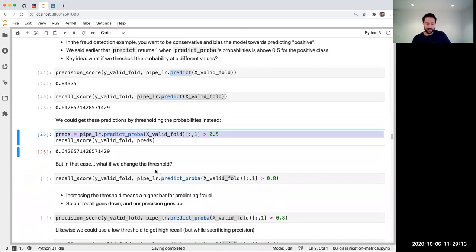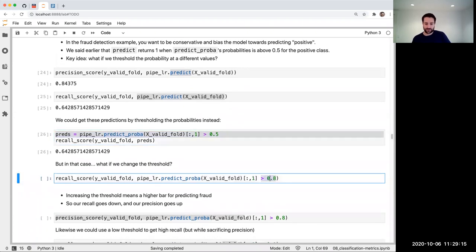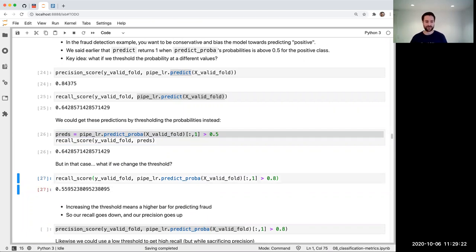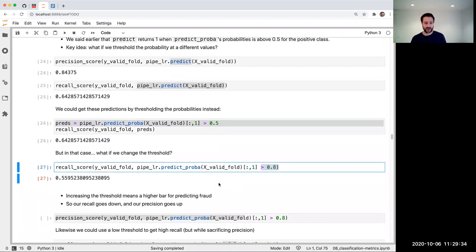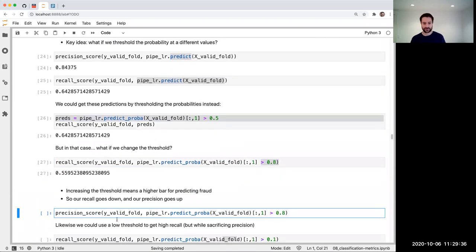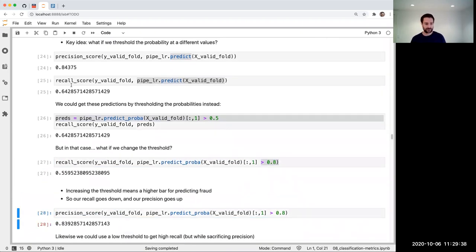So yeah, what if we change the threshold? What if we make the threshold 0.8 and we say, no, you've got to be 0.8, otherwise I'm not considering this a fraud. I'm going to be really strict. Well, that's going to make the recall worse, because I'm not voting fraud as often anymore, because I have this higher bar that I have to clear of 0.8 before predicting fraud. But at the same time, our precision is going to get better.